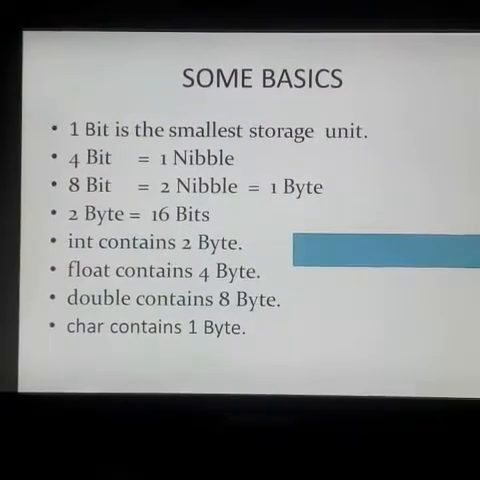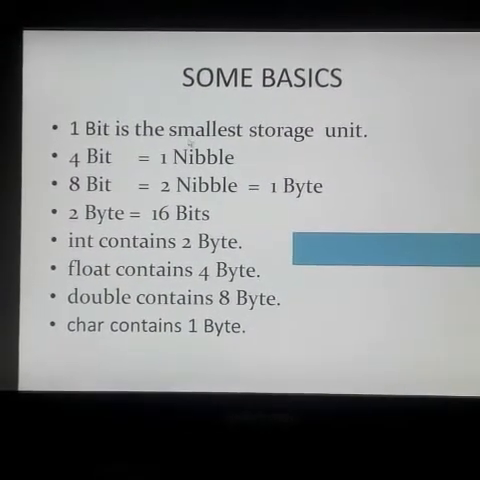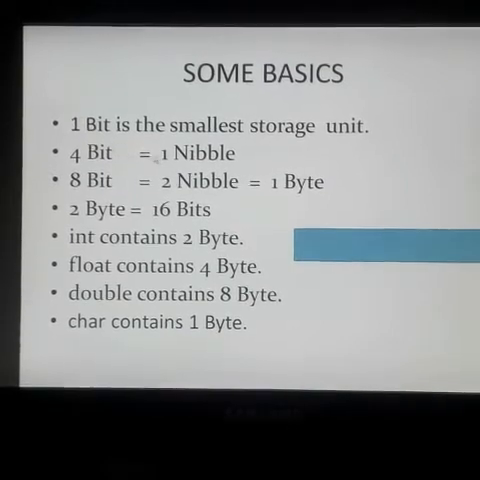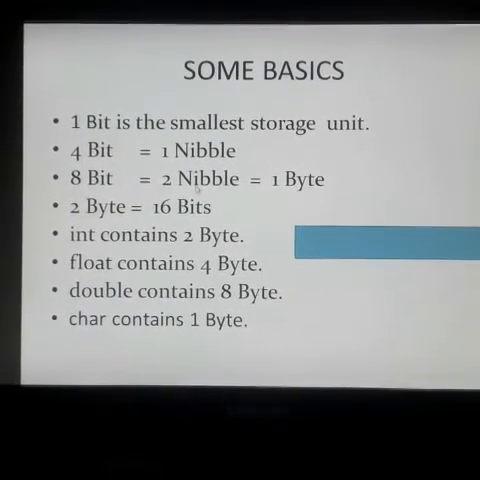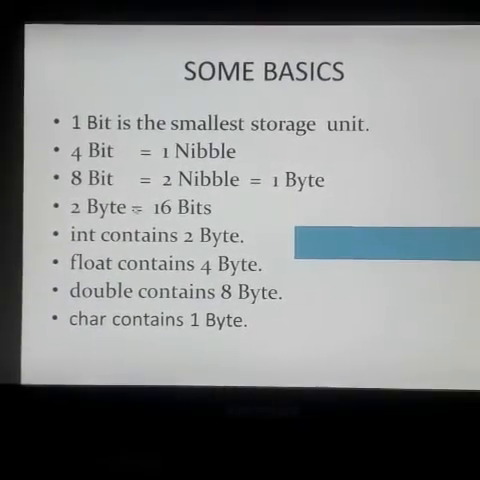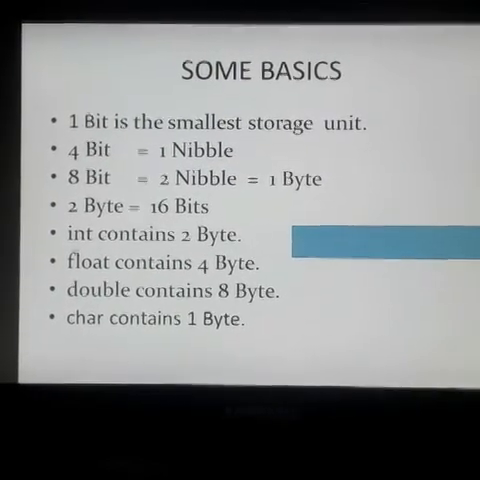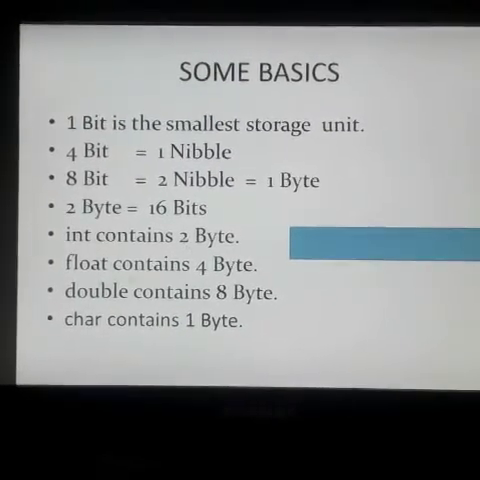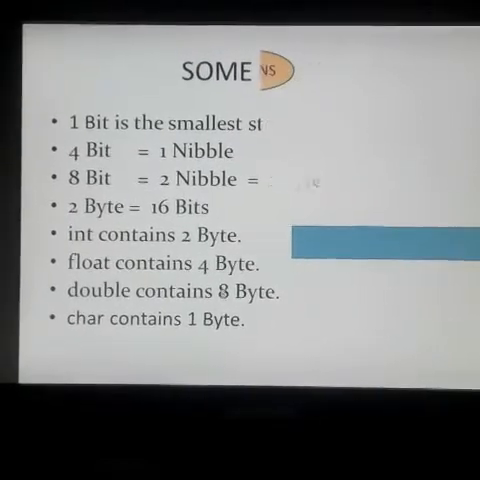Now we will see some basics you should know while dealing with C language. They are: 1 bit is the smallest storage unit. 4 bit is equivalent to 1 nibble. Similarly, 8 bit is equivalent to 2 nibble, which is equivalent to 1 byte, and accordingly 2 byte carry 16 bits. Now comes the storage unit. That is, int contains 2 byte, float contains 4 byte, double contains 8 byte, and char 1 byte.